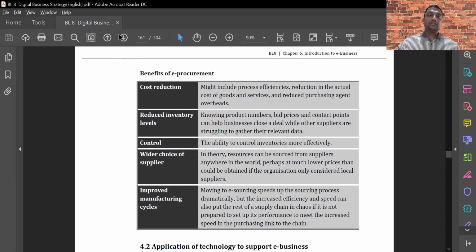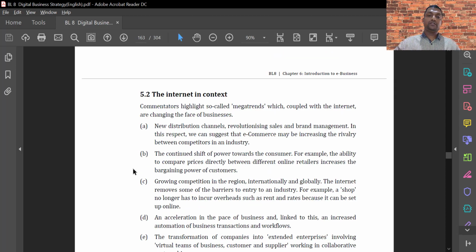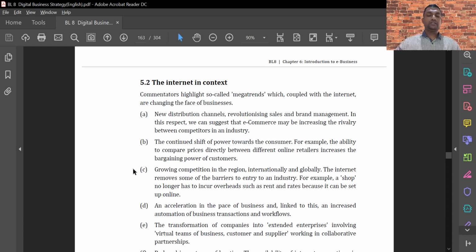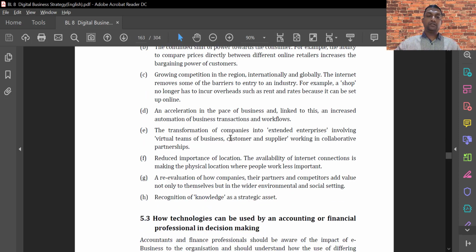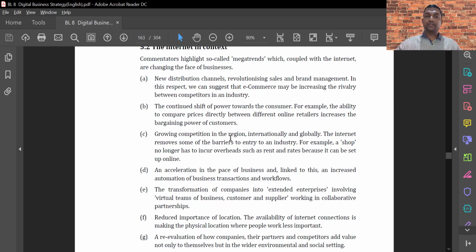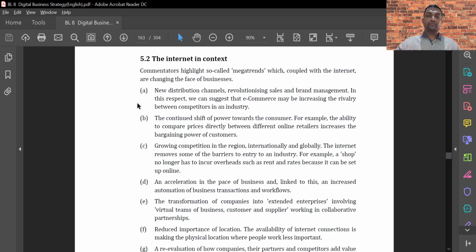So if we see how this is explained, yes, in chapter 6 itself, the internet in context. There are several points mentioned here. Let's have a brief look at it. So, new distribution channels revolutionizing sales and brand management. In this respect, we can suggest that e-commerce may be increasing the rivalry. So these are different mega trend factors explained in the book.